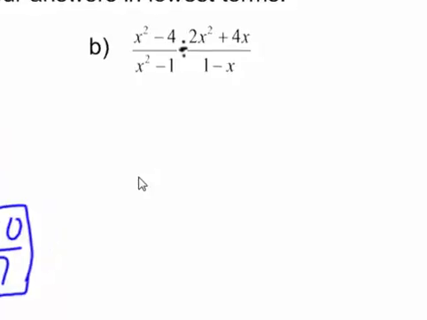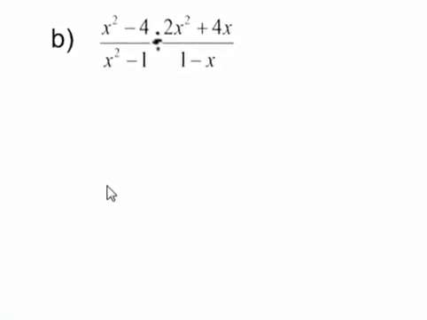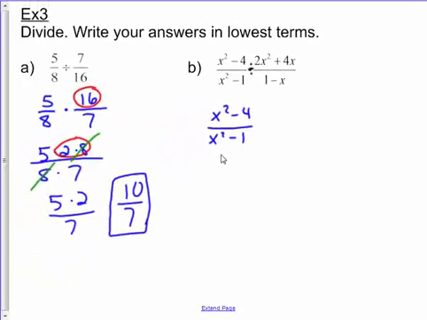So in B, now, before I start multiplying and doing that stuff, I'm going to flip it. Okay, remember, it's dividing here, so I'm going to rewrite it as x squared minus 4 over x squared minus 1. And then I'm going to multiply by the reciprocal. On the top, I'm going to have 1 minus x. On the bottom, 2x squared plus 4x.